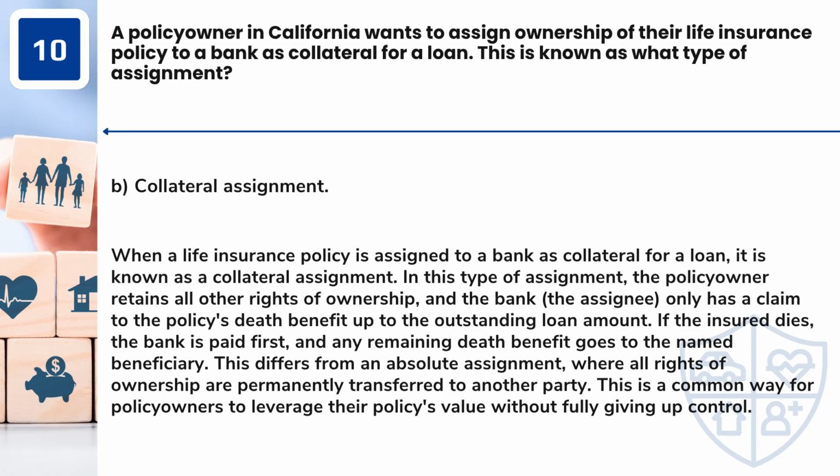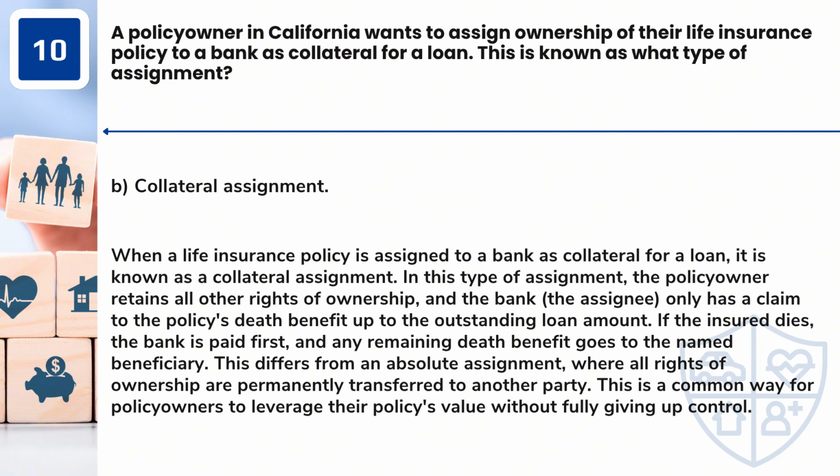Answer: B. Collateral assignment. When a life insurance policy is assigned to a bank as collateral for a loan, it is known as a collateral assignment. In this type of assignment, the policy owner retains all other rights of ownership, and the bank, the assignee, only has a claim to the policy's death benefit up to the outstanding loan amount.